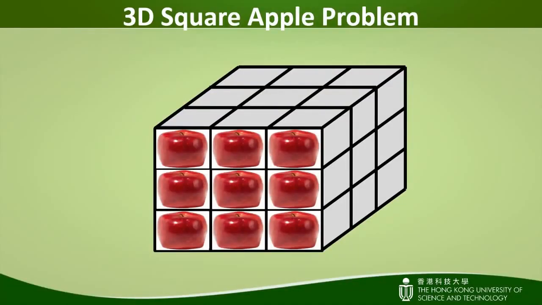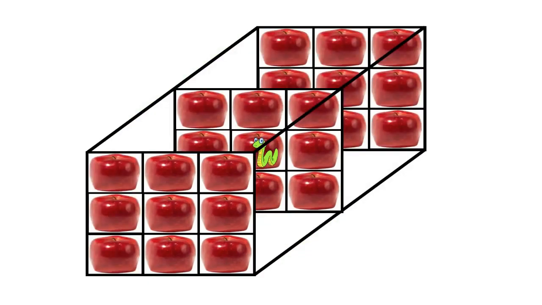Let's now take a look at the 3D version of this problem. The problem is basically the same as before, except that you have a 3x3x3 cube, like the Rubik's cube, with a square apple in each slot. That is, there is a total of 27 apples. To help visualize this problem, the diagram here displays the cube in 3 layers. Similar to what we had before, there's a worm hiding in the middle. And we have to follow the same rules.